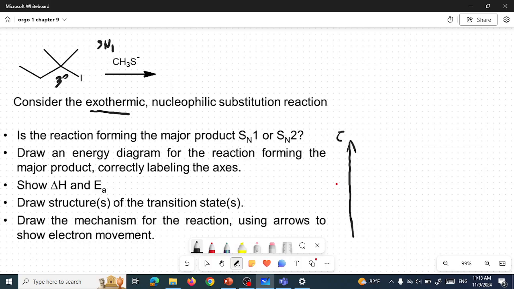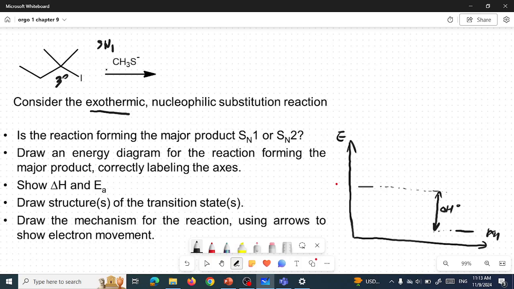The y-axis is going to be the energy. The x-axis is going to be the reaction progress. The first thing you can determine already is that it's exothermic. That means the reaction is going to lose energy. The enthalpy change is going to be going from higher energy reactants to lower energy product. This is because of the exothermic reaction.